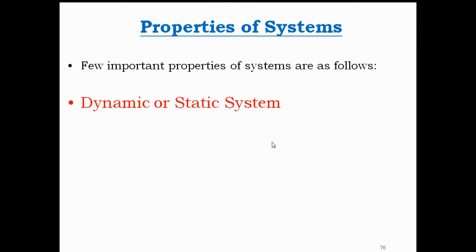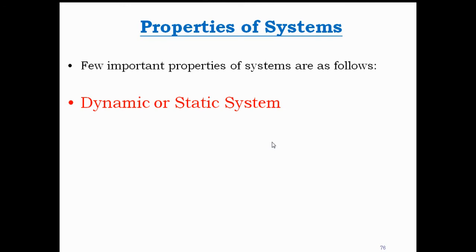Out of those, first is the dynamic or static system. As I told you, if a system and an input are given to you, you apply that input to the system and check its output. Based on the output you get, you decide whether the given system is dynamic or static. Each property has two types, and we identify which one is suitable depending upon the input. This is considered a property of a system.